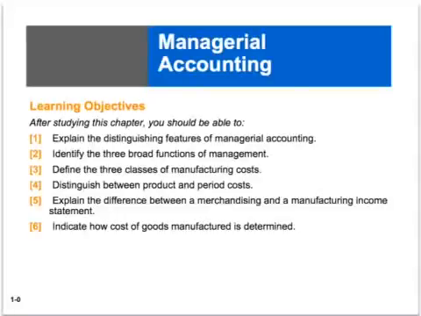In this, the third video of the series Introduction to Managerial Accounting, we are concerned now with learning objectives 5 and 6. That is, we're going to continue explaining the difference between a merchandising and a manufacturing income statement, and we indicate how the cost of goods manufactured is determined and how we produce the report called the cost of goods manufacturing.